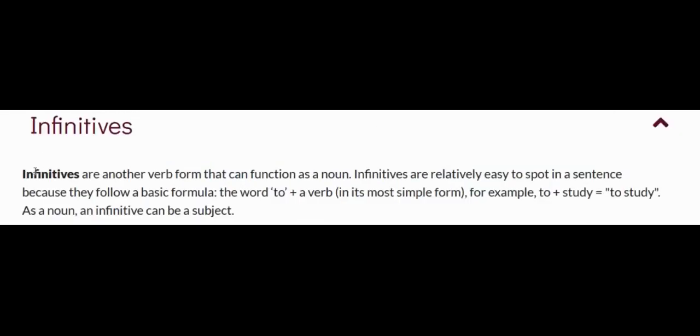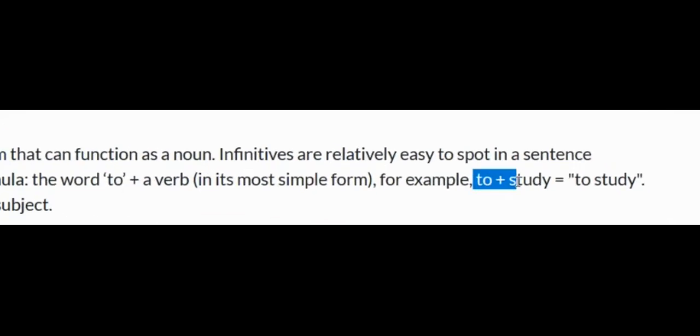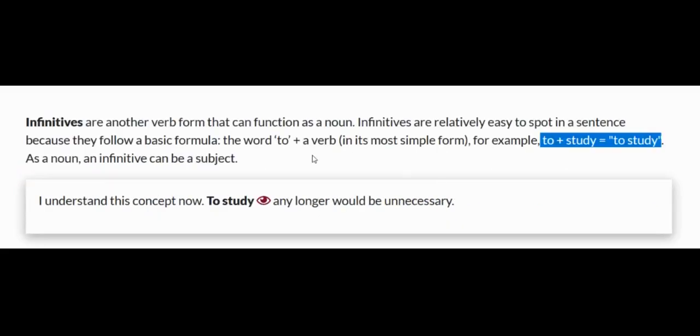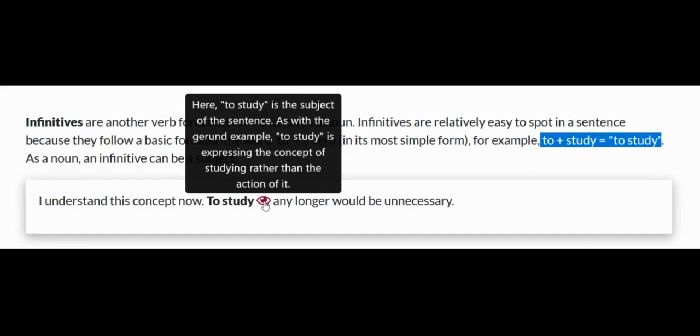Last, we can look at infinitives. Again, we have a kind of verb that is acting as a noun. Infinitives are actually relatively easy to spot in a sentence because they follow the basic formula of adding the word "to" with a verb. For example, to study would be the infinitive form of the verb study. And presented in this form, it can also act as a noun and the subject of a sentence. Let's look at this example. I understand this concept now. To study any longer would be unnecessary.